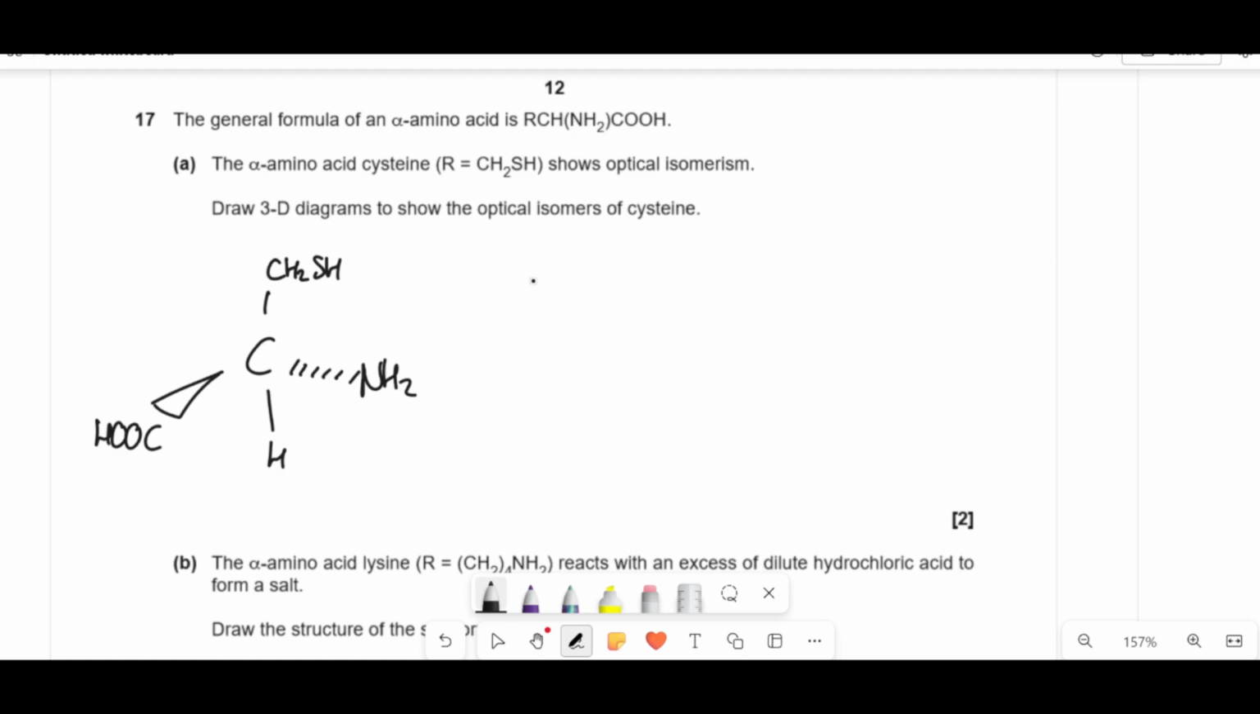So then, in order to draw the optical isomers, you just draw a mirror image of this thing. So this, COOH, H, H2N, and then just CH2SH. That works. There you go.